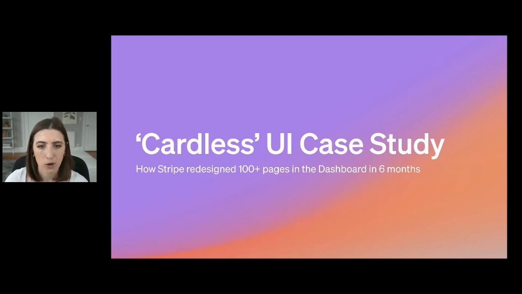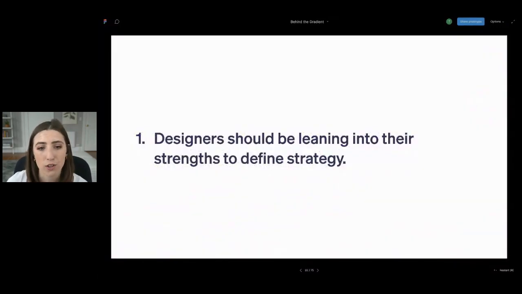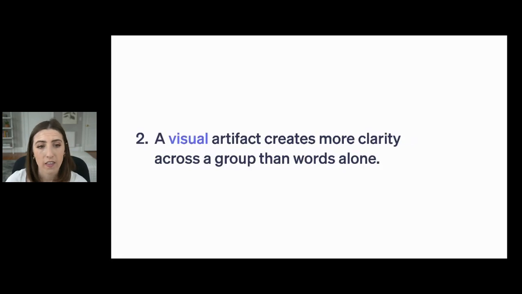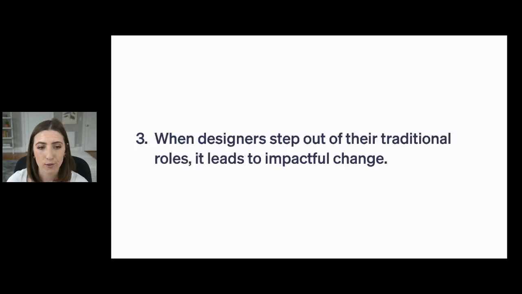Before I dive into the details of this project, I want to do two things. First, I'd like to share upfront our learnings from this project. Then I'll give some quick background on the Stripe dashboard, its users, and some common dashboard workflows. This project was a huge undertaking, and we learned a lot over the course of the work. I wanted to share these takeaways upfront so you could see how they manifested throughout the project. The first learning was that designers should be leaning on their strengths to define strategy. Two, a visual artifact creates more clarity across a group than words alone. And three, when designers step out of their traditional roles, it leads to impactful change.